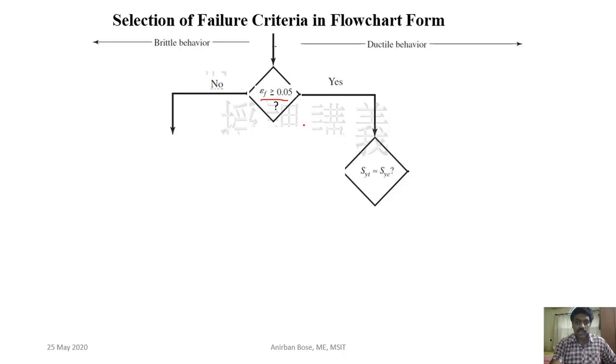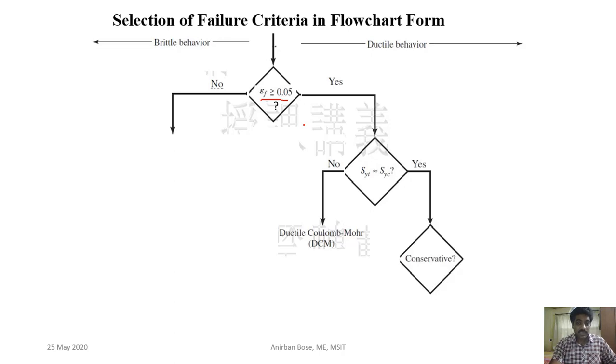Now for the ductile material, you have to check whether the yield strength in tension and compression are the same or not. If it is not, then you have to use the ductile Coulomb Mohr theory. But if they are the same, then you have 2 choices. If you want to use the conservative theory, then it is the maximum shear stress theory, and if you want better matching with the experimental data, then it is the distortion energy theory.